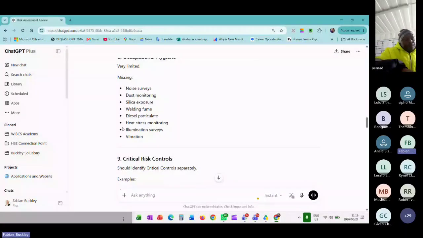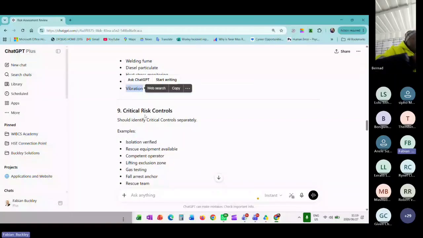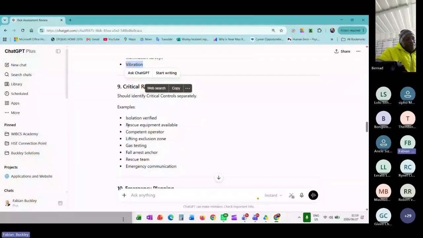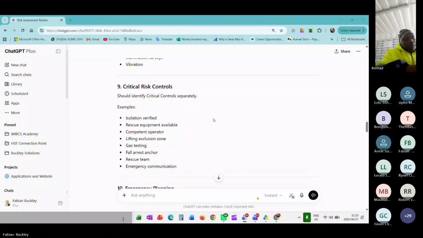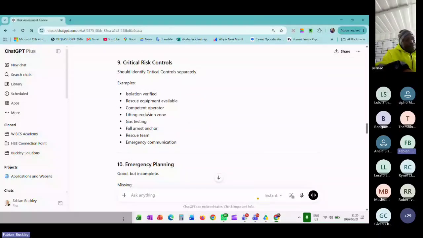And then our critical controls, which for me is extremely important. On any project, you must ensure your critical control aspects are considered and that you are focusing primarily on your critical controls. From a high, medium, and low, you want to focus on your highs, your critical controls, which will cover you for your highs and your mediums. All right. So then you're looking at critical risk controls that should identify that and are covered separately: isolation verified for certain activities, rescue equipment available, competent operator, lifting exclusion zone, gas testing, fall arrest anchor, rescue team, and emergency communication. And in our emergency planning, we're going into more information on that.